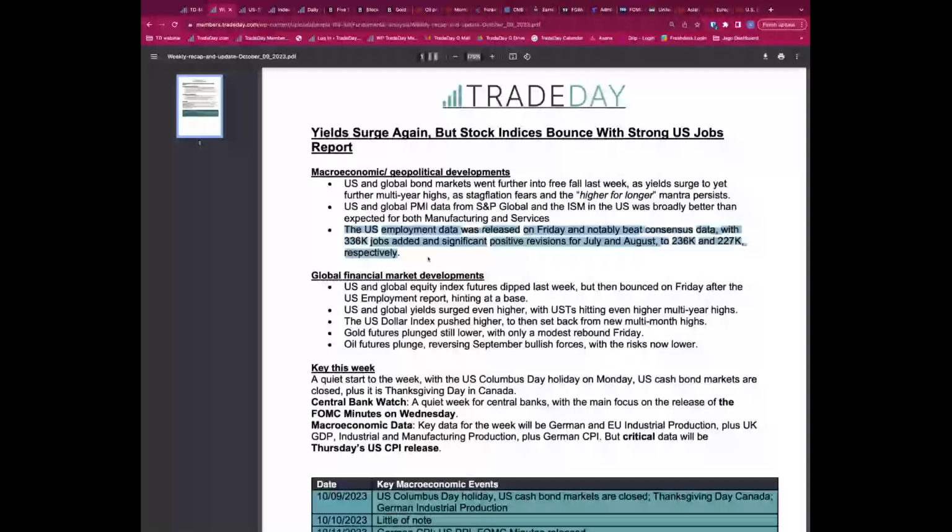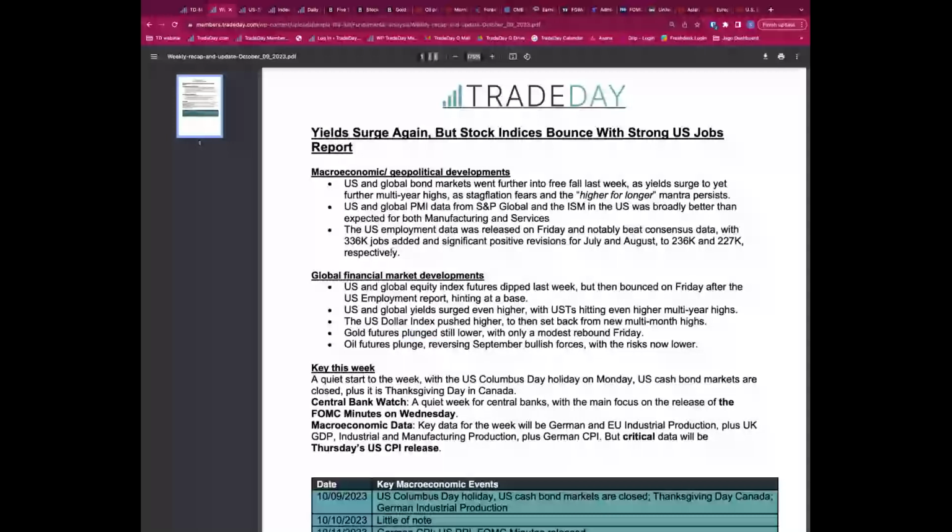So stock indices went down and then back higher, hinting at bases. I'm going to talk about the bases there potentially. US and global yields did go to new highs, but backed away from those new highs at the end of last week. The US dollar index went higher, but then set back again. So all of this is kind of correlated activity. Gold futures were lower and then rebounded on Friday. They've rebounded further today because of events over the weekend, which I'll come to.